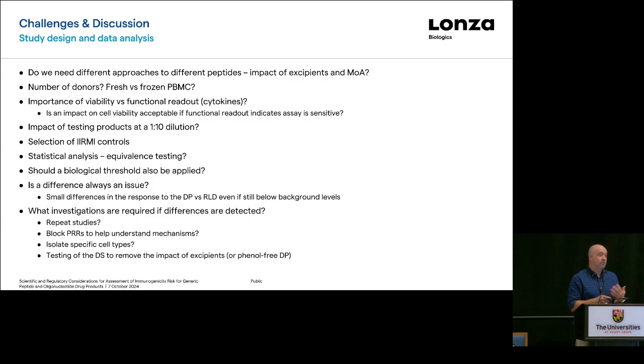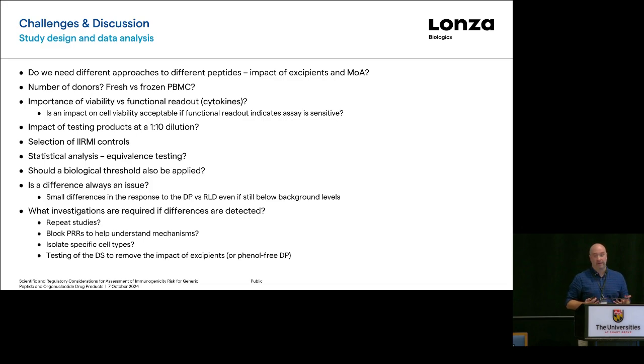And then where we do need to investigate further, where we do see big enough differences to be concerned about, what do we do next? Do we repeat to see that it's robust? Do we need to block certain pattern recognition receptors to work out what could be happening, or isolate different cell types? And I think I tend to agree with Andrew's point about testing the DS or the API.